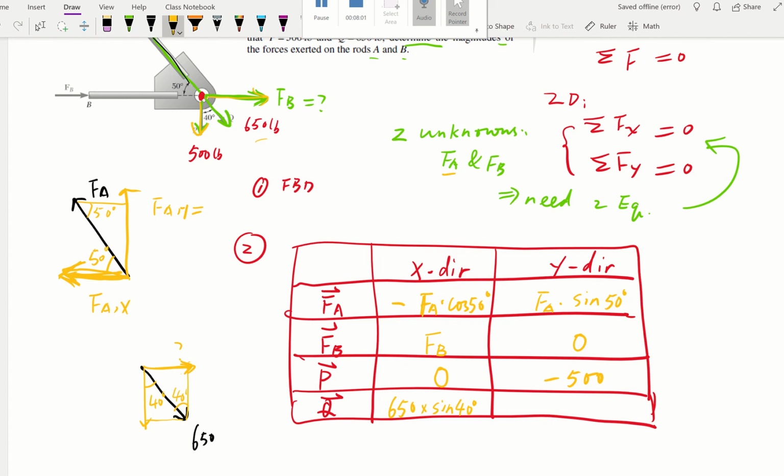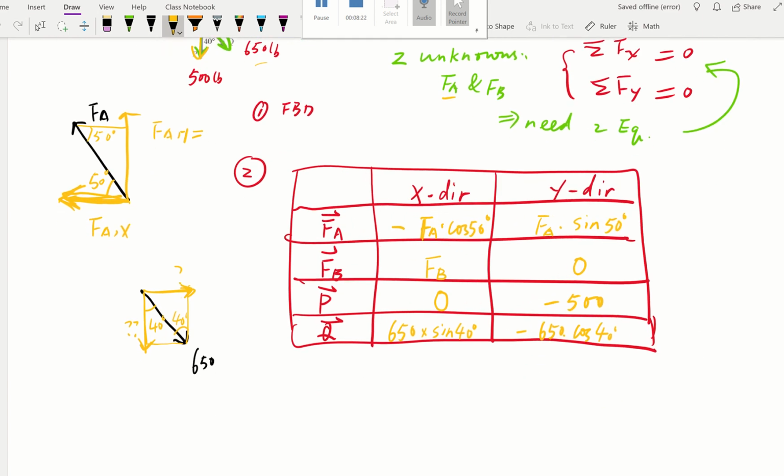Now let's look at the y direction. The y direction is this one right here, and it's adjacent to 40, so that would be cosine. And it's going downward, so that would be negative. So we have all those four forces decomposed.